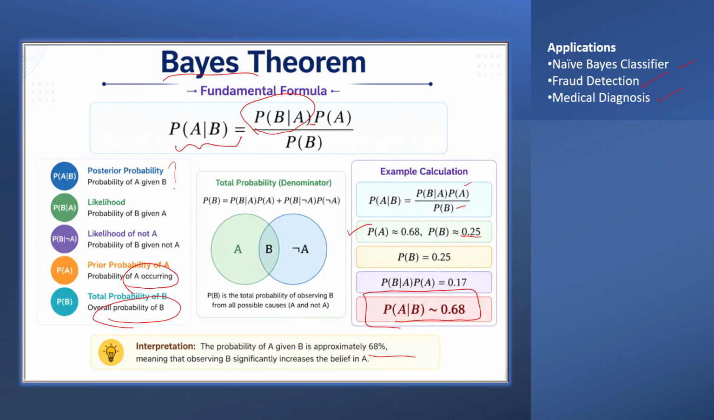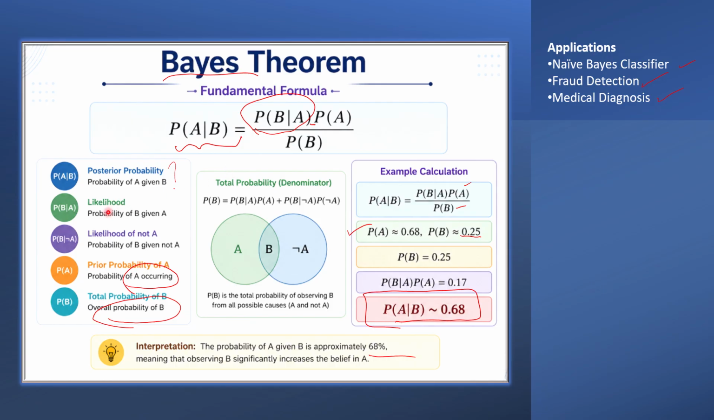One more important topic is Bayes theorem. In Bayes theorem, you can calculate P of A given B is equal to P of B given A dot P of A divided by P of B. I will explain all these terminologies one by one. P of A given B is the posterior probability, meaning the probability of A given B.